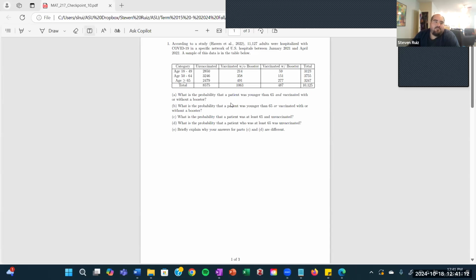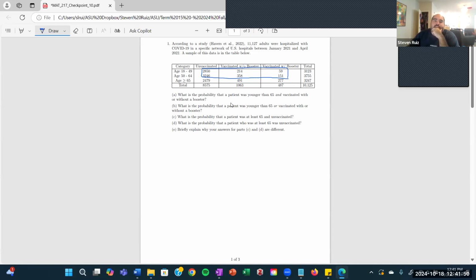Okay, so we have a compound probability. So let's identify those individual sets, and then we can figure out exactly what we want. So younger than 65. So who are those people? These people are anything in the top two rows, right? So the patient was younger than 65. So we have that here. And vaccinated, with or without a booster.